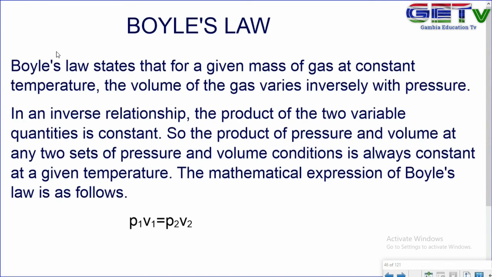Boyle's law states that for a given mass of a gas at constant temperature, the volume of the gas varies inversely with pressure. So in an inverse relationship, the product of the two variable quantities is constant. So the product of pressure and volume at any two sets of pressure and volume conditions is always constant at a given temperature. So the mathematical expression of Boyle's law is as follows.